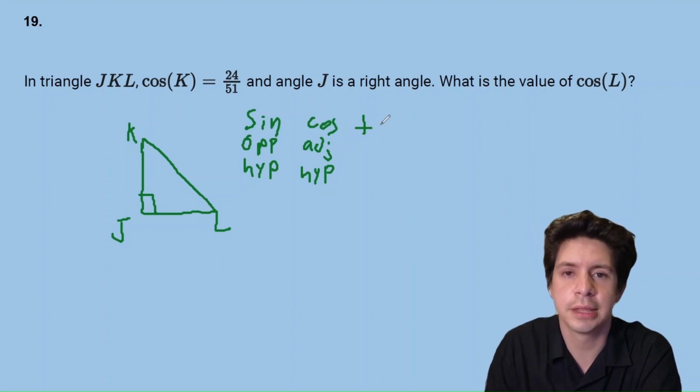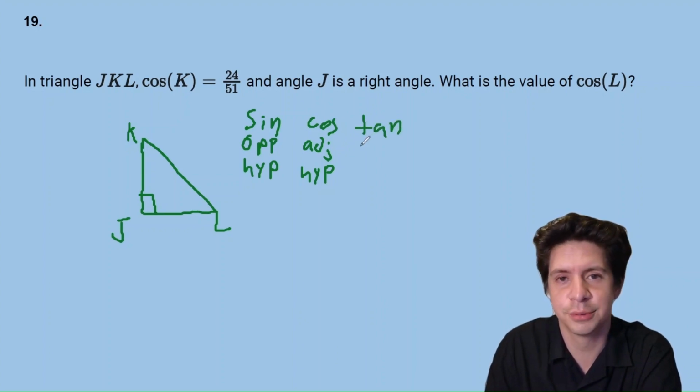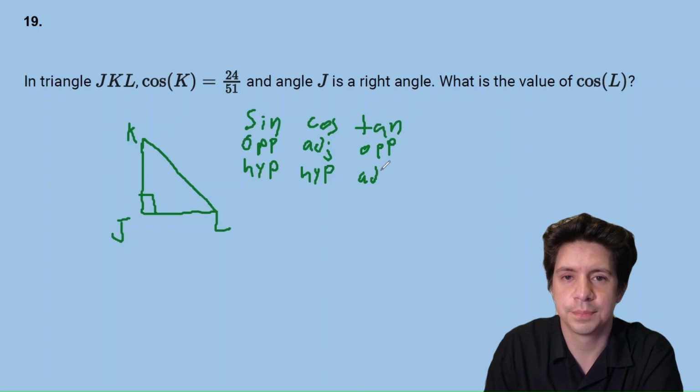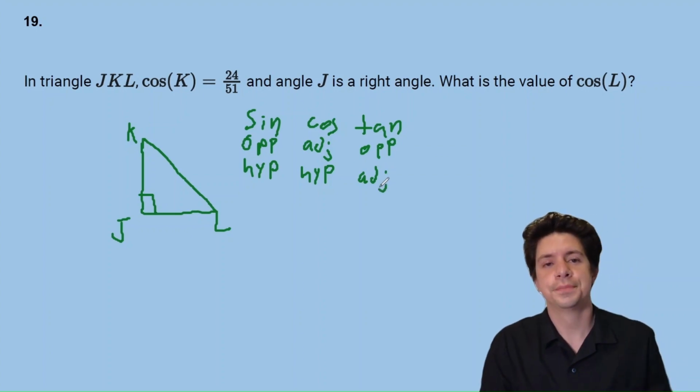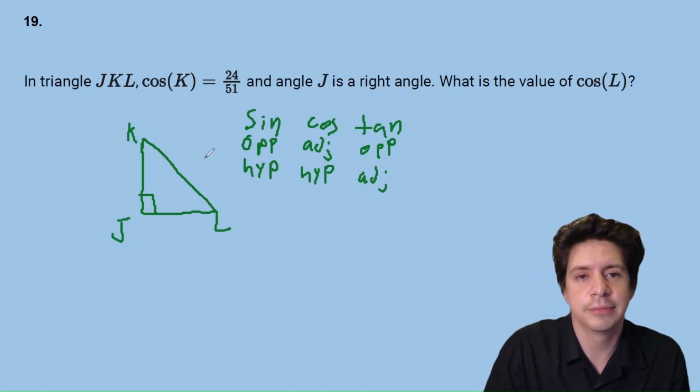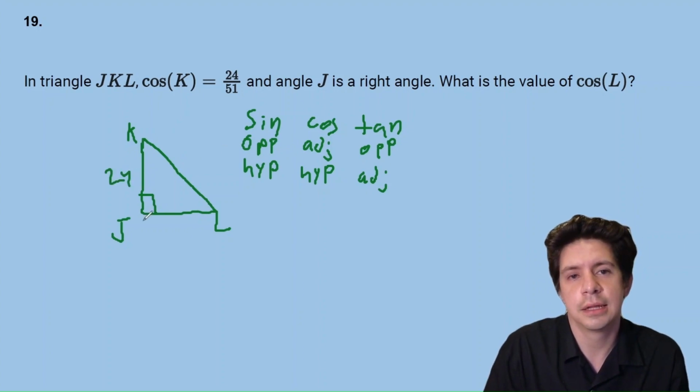I'm going to probably be writing this out on every question like this, so if you're watching them along, you'll probably get tired of this, but it's really going to be helpful when you have this be automatic and you don't have to spend a few seconds thinking about it. It's adjacent underneath opposite, right? So cosine of K is going to be adjacent, 24, and we have hypotenuse of 51.